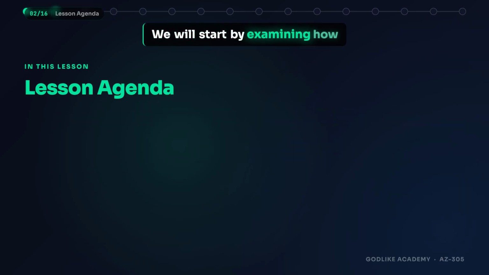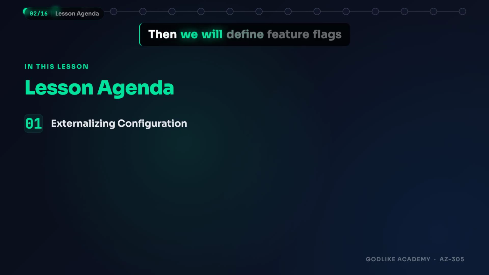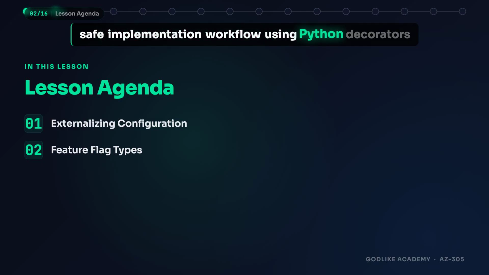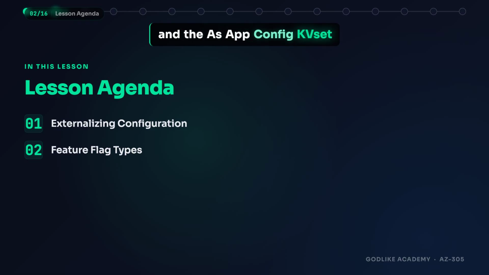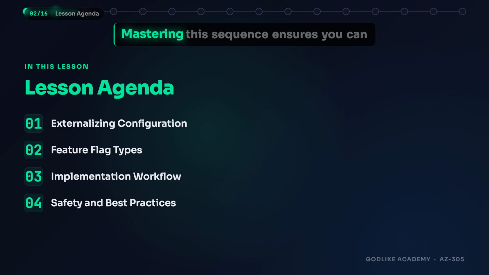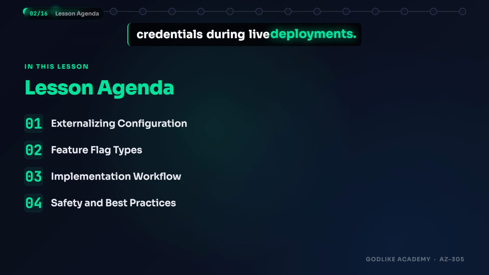We will start by examining how to externalize configuration using the 12-factor methodology. Then we will define feature flags and compare their distinct types. Next, we will walk through a safe implementation workflow using Python decorators and the az appconfig kv set command to update a single Boolean flag. Finally, we will cover best practices and common pitfalls like configuration drift that cause exam failures. Mastering this sequence ensures you can architect resilient systems without exposing sensitive credentials during live deployments.